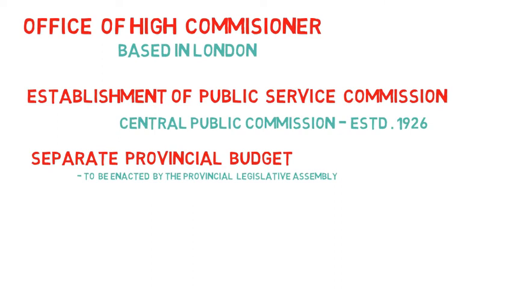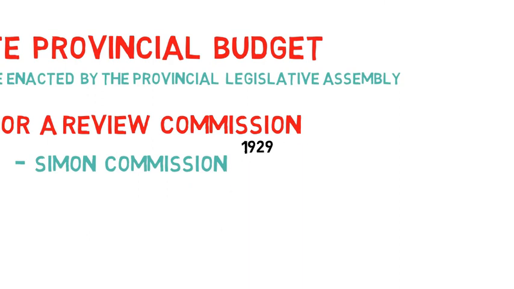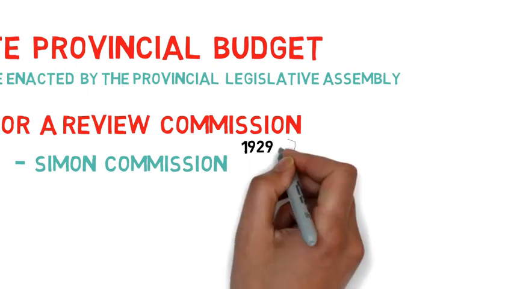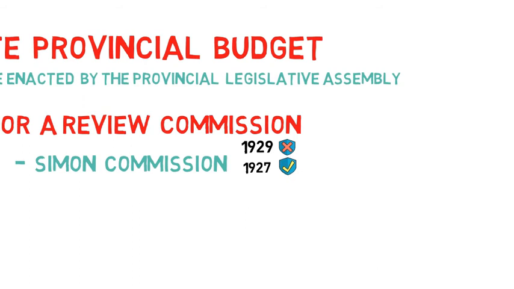Lastly, the Act provides for the appointment of a statutory commission to report on the Act 10 years after its coming into force. According to the last provision, the statutory commission should have been appointed in 1929, but as it happened, the commission was appointed in 1927 itself. At the time, the Conservative government was in power in Britain and it feared losing the next election, so they appointed the commission early. Sir John Simon was made the chairman of this commission.